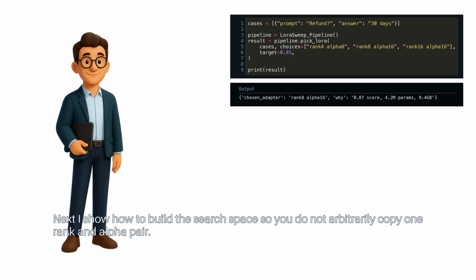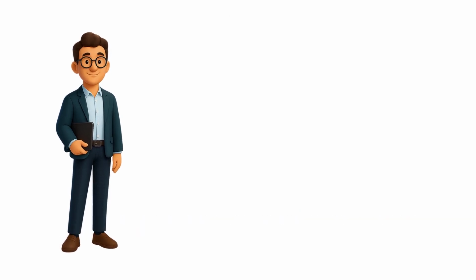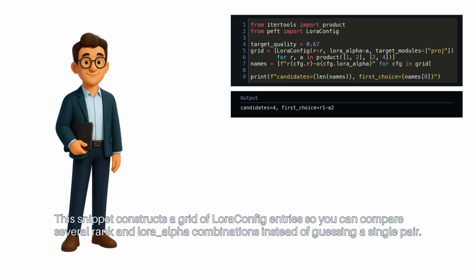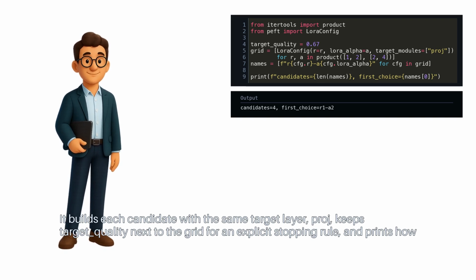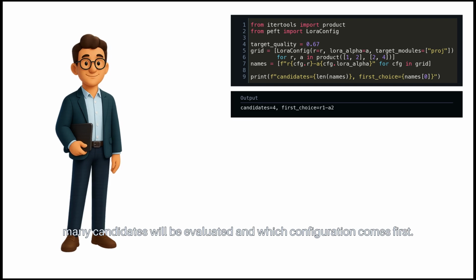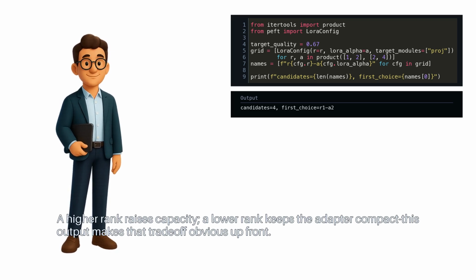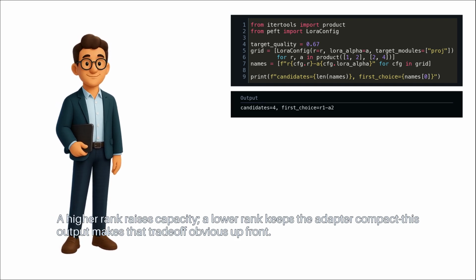Next, I show how to build the search space so you do not arbitrarily copy one rank and alpha pair. This snippet constructs a grid of LoraConfig entries so you can compare several rank and LoRA alpha combinations instead of guessing a single pair. It builds each candidate with the same target layer proj, keeps target quality next to the grid for an explicit stopping rule, and prints how many candidates will be evaluated and which configuration comes first. A higher rank raises capacity. A lower rank keeps the adapter compact. This output makes that trade-off obvious up front.